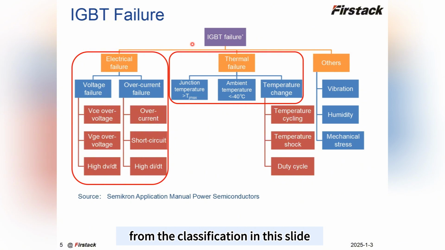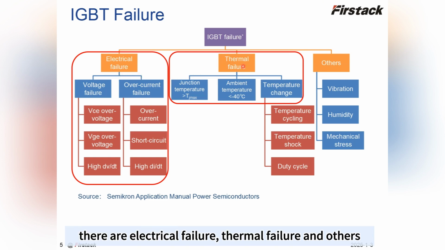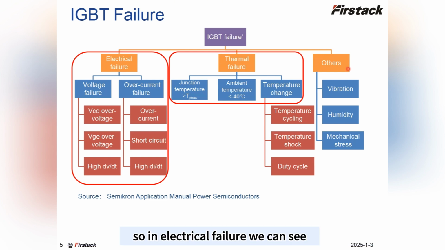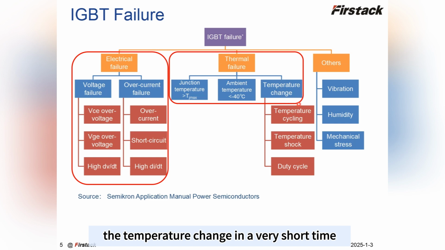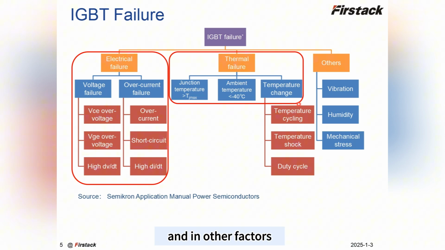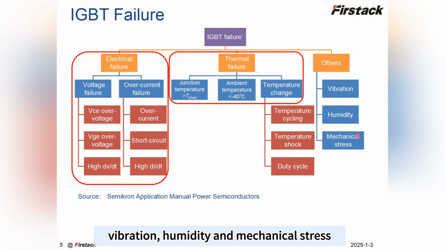From the classification in this slide, I list the three most important failures from IGBT and the gate driver. They are electrical failure, thermal failure, and others. In electrical failure, we can see there are voltage failure and overcurrent failure. In thermal failure, we can see the junction temperature problem, ambient temperature, and the temperature change, which means the temperature changes dramatically in a very short time. It's like a temperature shock you can imagine. And in other factors, there are some mechanical factors like vibration, humidity, and mechanical stress.